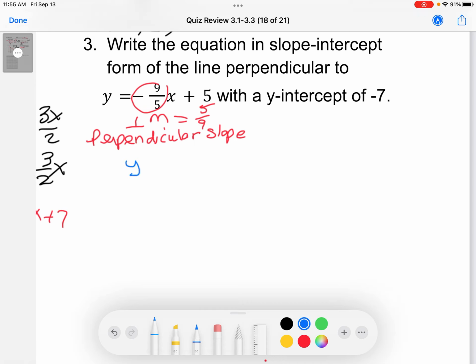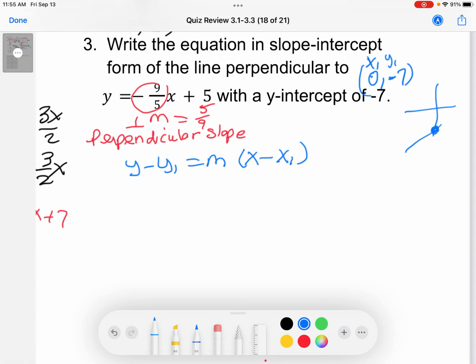I'm going to use the point-slope equation: y minus y1 equals m times x minus x1. The y-intercept, 0, -7, would be x1, y1. Since it's a y-intercept, it intersects at 0, -7. This is the point where my line crosses. Actually, it would go the other way since it's a negative slope. It's going to look something like that.